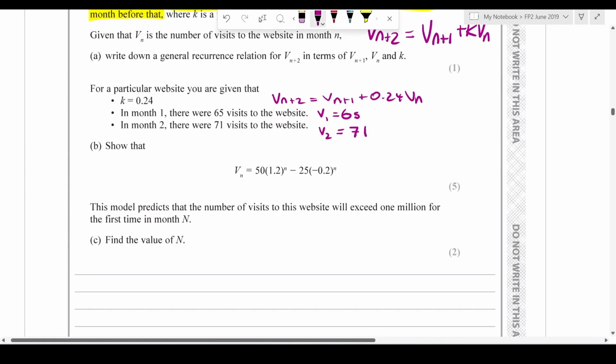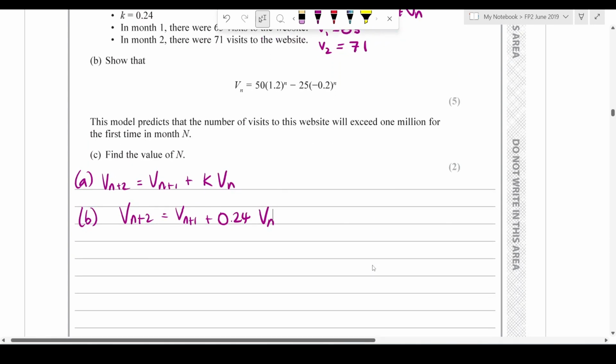So, back to part A above, I'll just scroll it down for you there. Vn+2 is Vn+1 plus k Vn. Notice I've not put 0.24 because I wasn't given that information at that point. And now we're going to put in the 0.24 here, and now we're going to have to solve the equation that we've got.